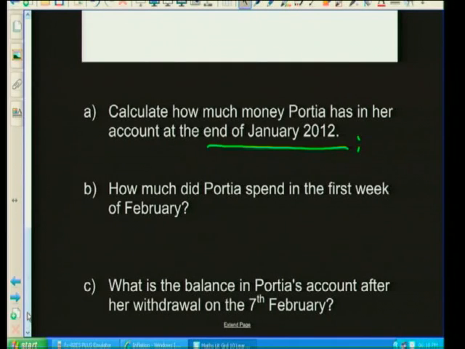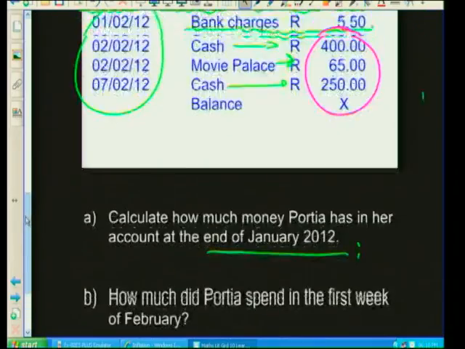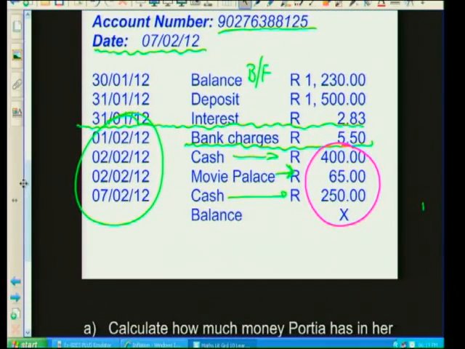What is the balance in Portia's account after her withdrawal on the 7th of February? Now, I'm going to make life a little bit easy. What I'm going to do is underline everything that goes into her account, in other words all the deposits, in green. All the money that's been charged to her or that's coming out of her account, I'm going to underline in pink. And then we're going to add up all the greens and subtract all the pinks. Easy? Let's have a look.